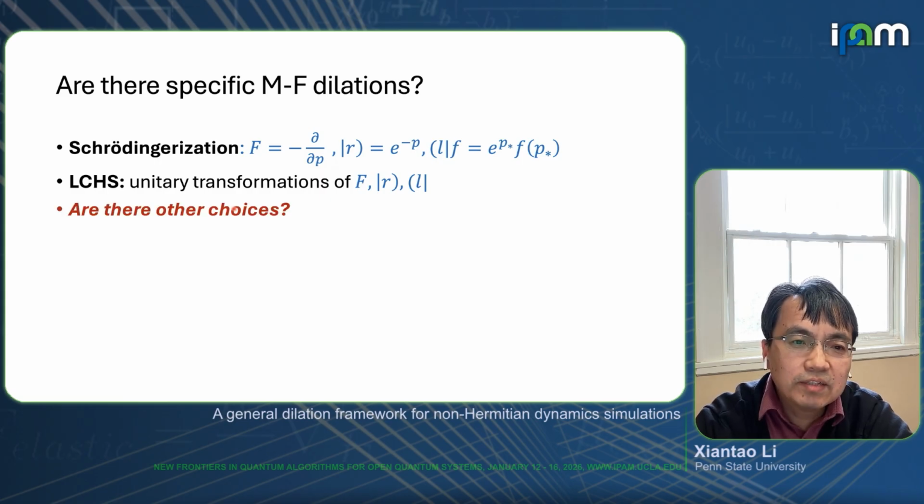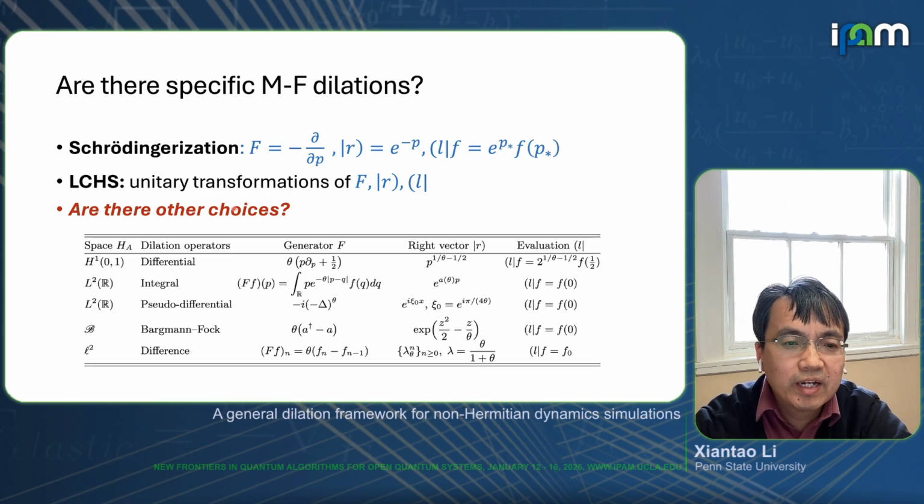Now, the question is, aside from these two, are there other choices? Right? And this is what we found. So we found a bunch of them, and we can also parameterize them. So the first family here is going to be a set of differential operators. Now, this can be placed in a compact domain so that you don't have to worry about cutting off some long tails for the far field. And the eigenfunctions are these p to some power, and you can pick this free parameter theta so that this becomes a polynomial, and then it becomes really nice to work with.